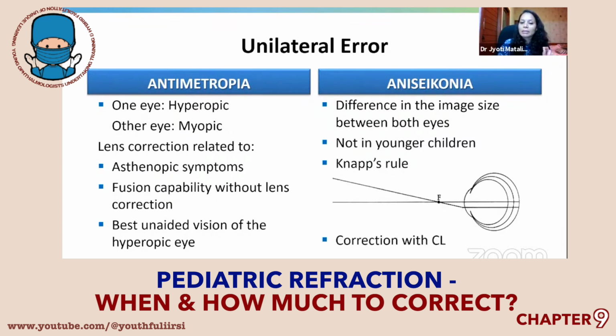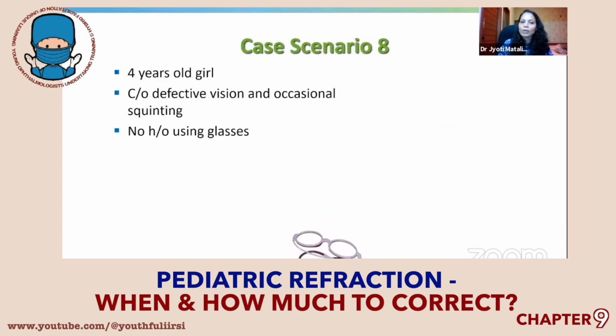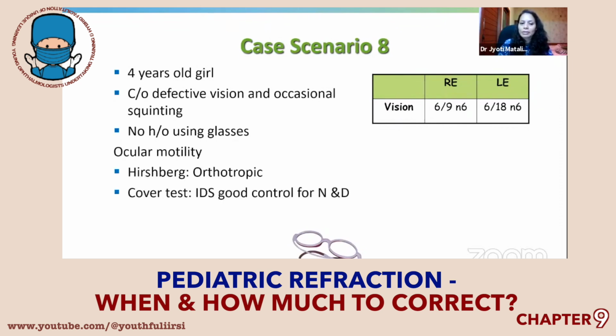And the final part, the special scenarios. Let's look at these cases. A 4-year-old with defective vision and occasional squinting, not using glasses. Vision is 6/9 in the right eye, but 6/18 in the left eye, indicating that could be the squinting eye. Ocular motility shows Hirschberg is central, but a cover test shows an intermittent divergent squint, about 10 PD exotropia. The stereopsis is still good.